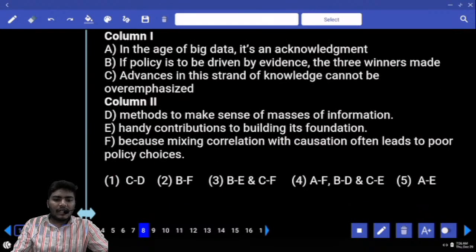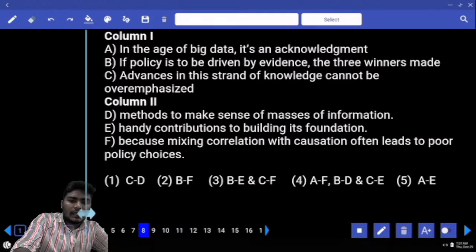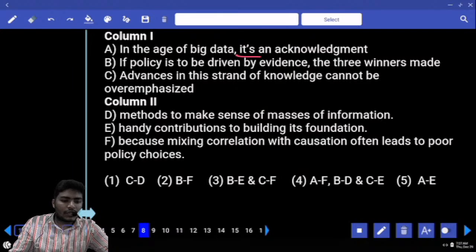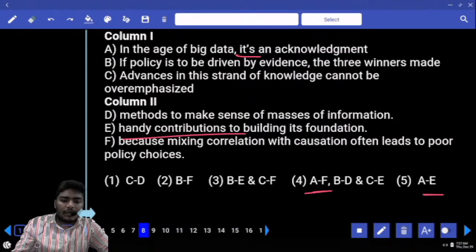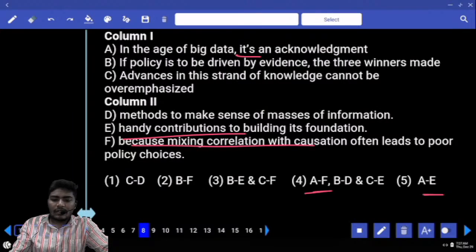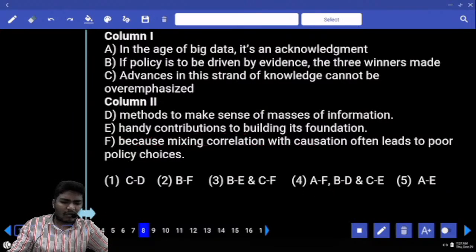In the age of big data, it is an acknowledgement. Continuation. With A, how many options do we have? AF and AE. It's an acknowledgement handy contributions. It is an acknowledgement because mixing correlation with causation often leads to poor. No. A doesn't look good. Let us check with B.